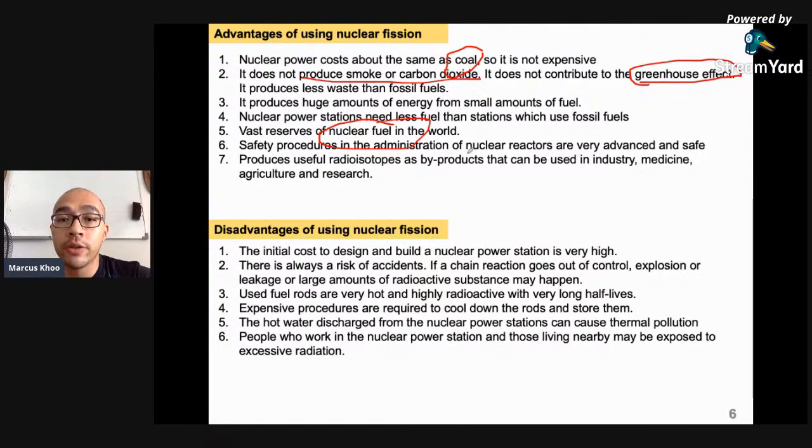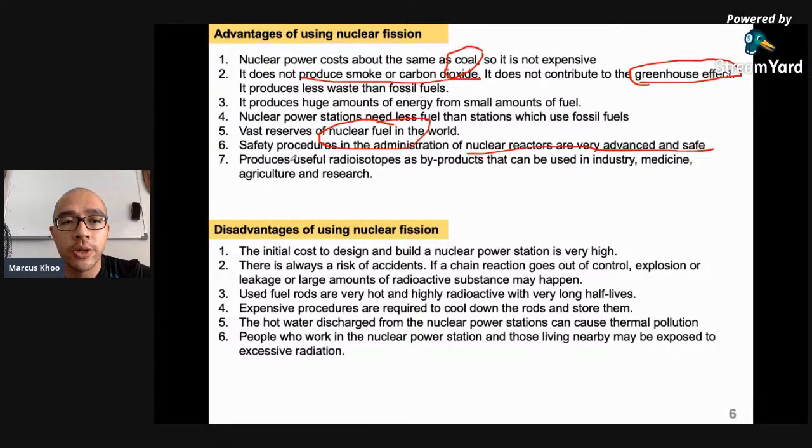Safety procedures in the administration of nuclear reactors are very advanced and very safe. I had the opportunity once to go and visit a nuclear power plant in Japan. And let me tell you, I am a testimony. The safety procedures that they take in the Japanese power plant are very, very advanced and very, very safe. I went there and felt totally safe. They made sure that, obviously, there were places that we couldn't go, but there were places that we could see. So I saw how the cooling tower was, what the reactor looks like, what goes in. We even saw the control rods from a distance, obviously from a distance, because we were visitors. So if everybody adheres to the safety procedures, it is actually very safe.